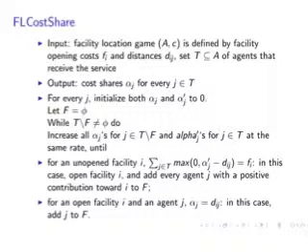Then it runs as follows. For every j, initialize both alpha_j and alpha_j prime to 0. At the beginning, we assume that F is the empty set. And while T minus F is not equal to the empty set, we do the following. We increase all alpha_j's for all j in T minus F, and alpha_j primes for all j in T, at the same rate, until one of the following two conditions holds.